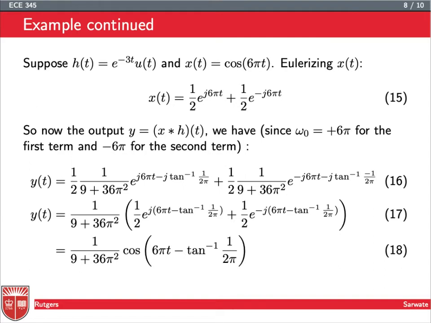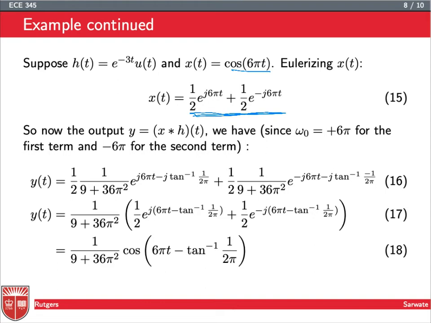Okay, so let's now try it with an input signal that's a cosine. So let's look at cosine 6 pi t. So first step, when you see a cosine, one of the first steps you might think of is to Eulerize it. So we Eulerize it here, splitting into a half e to the j 6 pi t plus a half e to the minus j 6 pi t.